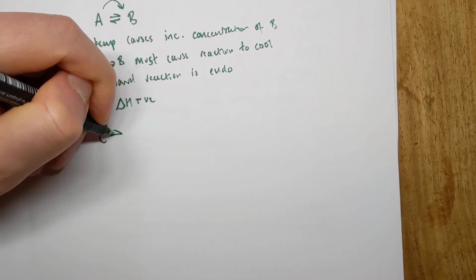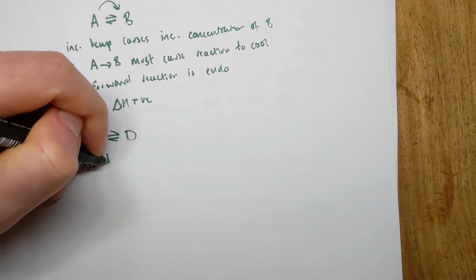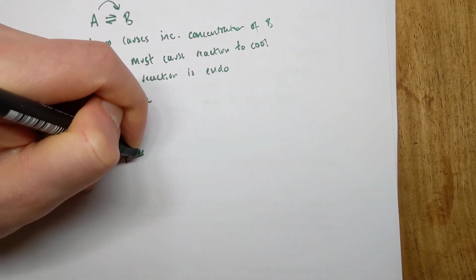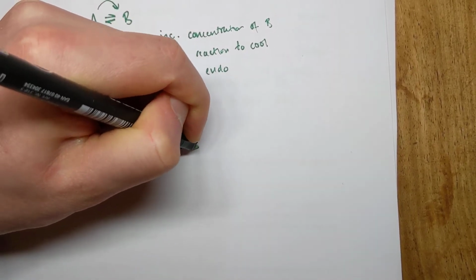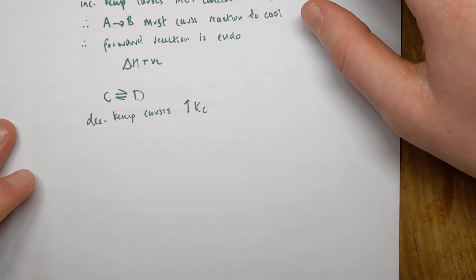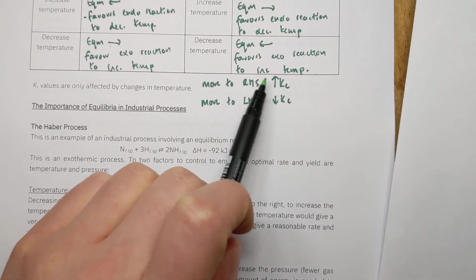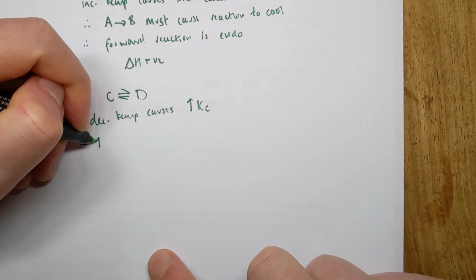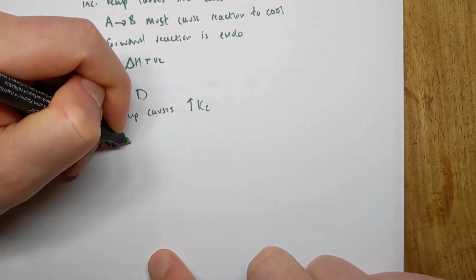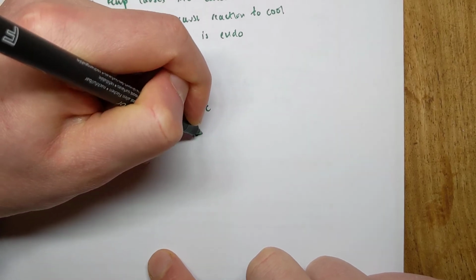So how they might put that into the question is they might tell you about a reaction. Let's go C going back and forward to D. It might tell you that decreasing the temperature caused an increase in your Kc value. So obviously there's a wee bit more interpreting to do here. From what I've just told you, if I've increased the Kc value, the reaction must be favouring the right hand side. So the interpretation of that would be, increased Kc means right hand side is favoured, the products.